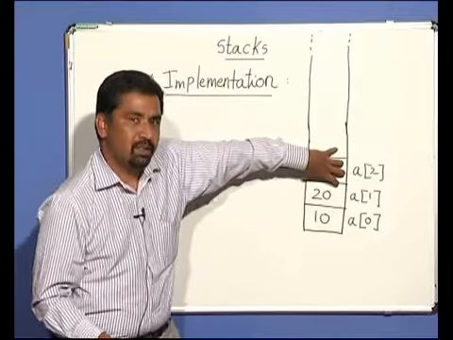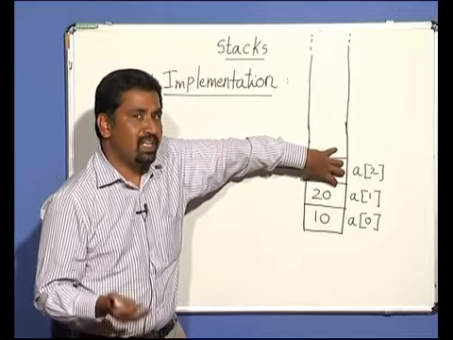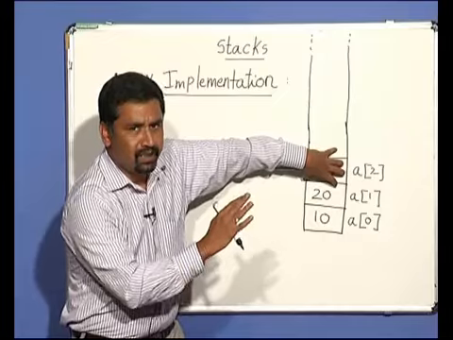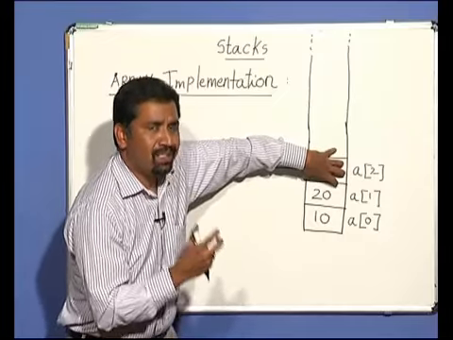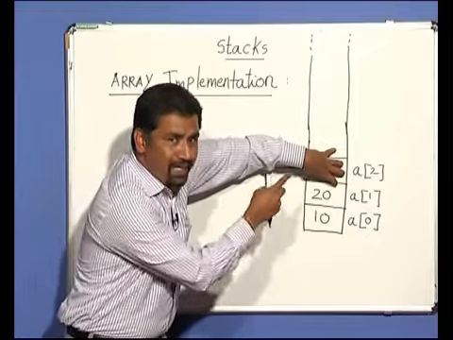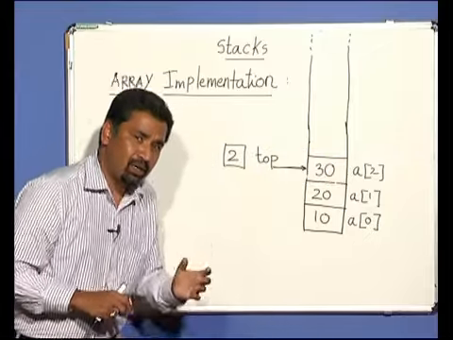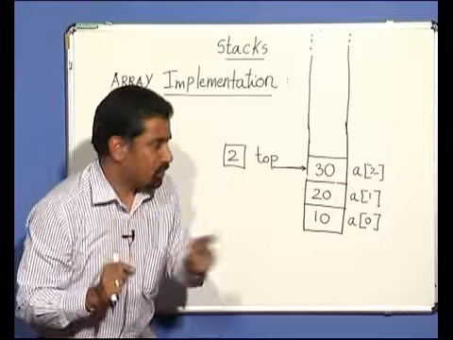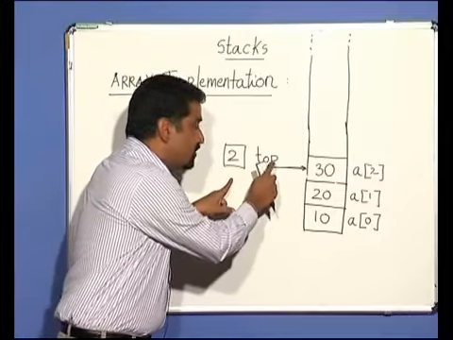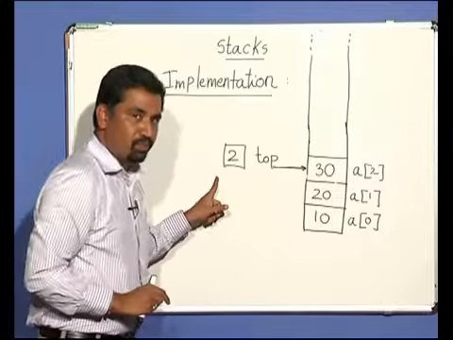Nothing but this array element, which is A of 2. The value is 30. It could be 40, 50, whatever. But what is the top of the stack right now? It is indicated by the array index, which is 2. That is, right now the top of the stack is at array element 2. That is what is stored in this top variable, which is 2.